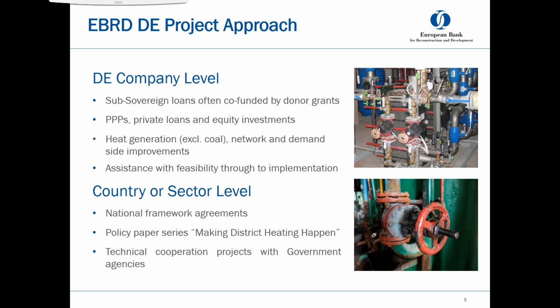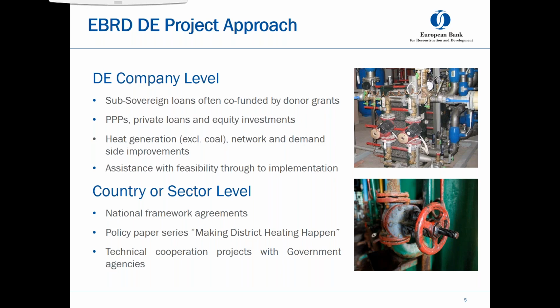This would be a city or a city-owned district energy company. If we were working with them to fund improvements in their district energy network, we would normally lend directly to them on a sub-sovereign basis. That means lending below the national government, directly to the city administration, or to the company with the guarantee of the city. And these types of loans from our institution often have a grant alongside them.